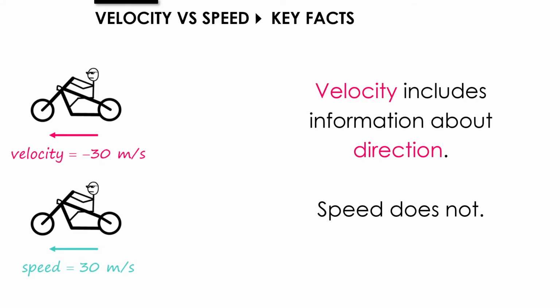So the key thing to take away is that velocity includes information about direction, but speed does not. It's simply the magnitude of velocity, which tells us how fast it's going, but not where.